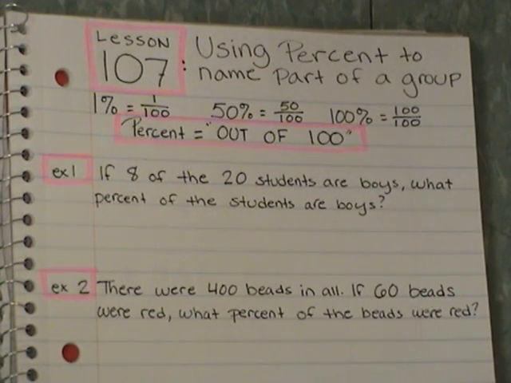Alright, so tonight we are doing lesson 107, and we are using percent to name part of a group. Okay, so we're going to be dealing with percents here. Percent is a word that means out of 100.